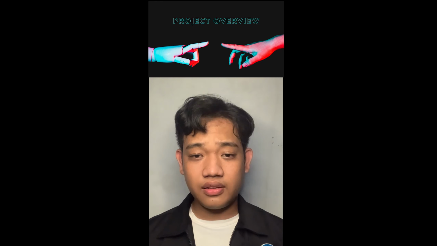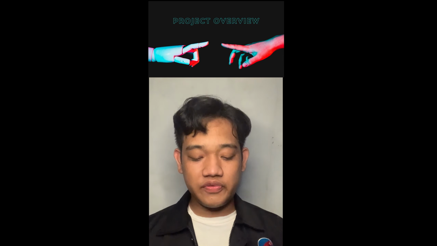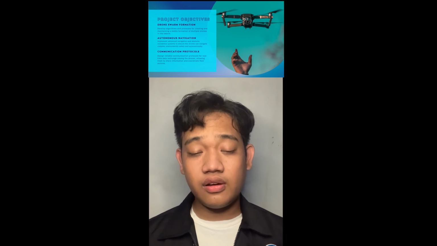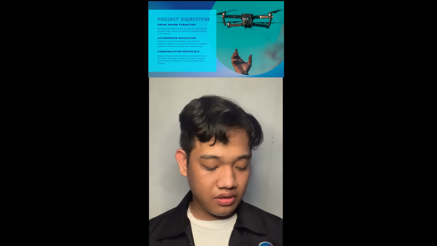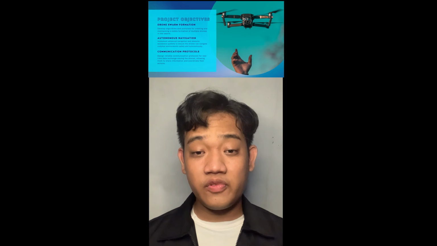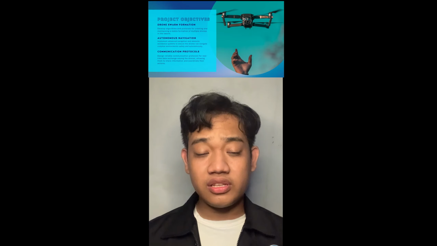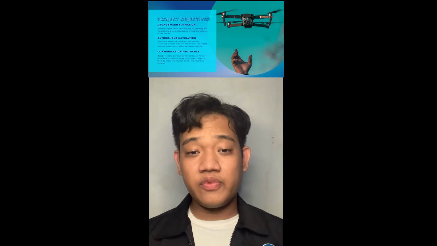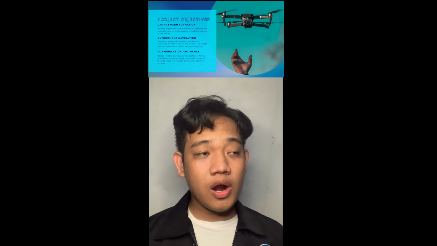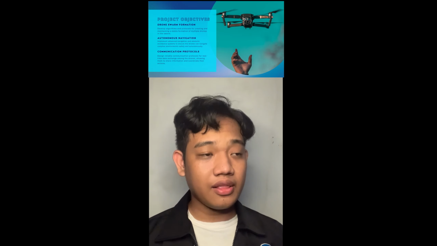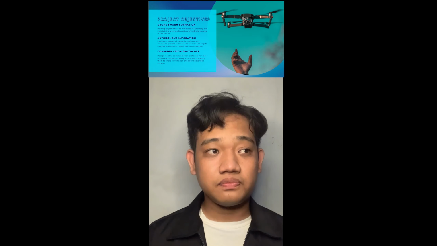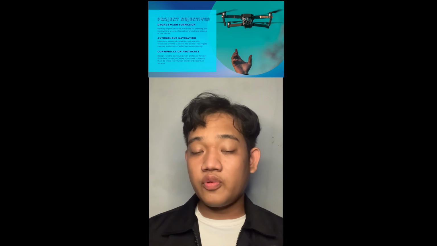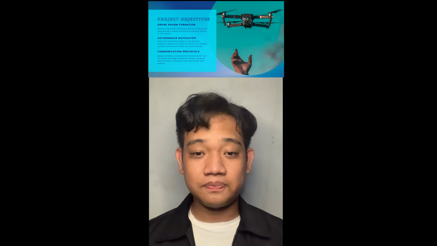So, what is our project overview? We have three objectives for our project. The first is drone swarm formation. The second is autonomous navigation and communication protocols. So what is drone swarm formation? As we know, swarm means there are many drones, more than one. So we use formation to do something.